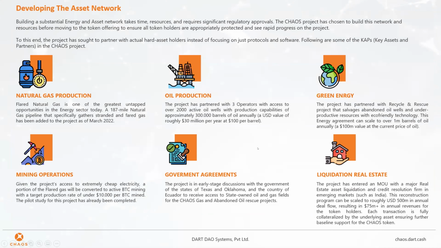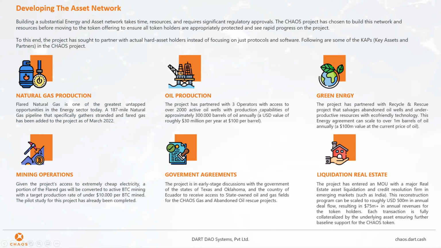So here are some of the assets that are currently involved in this production. We have natural gas production. It includes a 187-mile natural gas pipeline in Central Texas that has already been pledged to the Chaos project. So as the capital comes in from the sale of tokens, we can go and activate more and more of these different assets that have already been pledged to us.